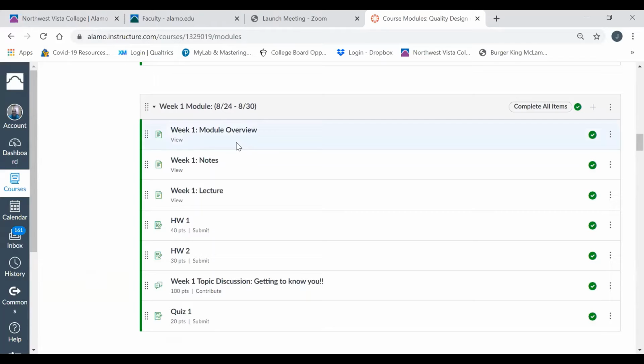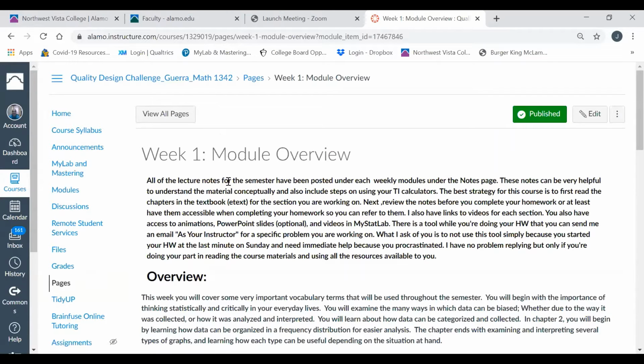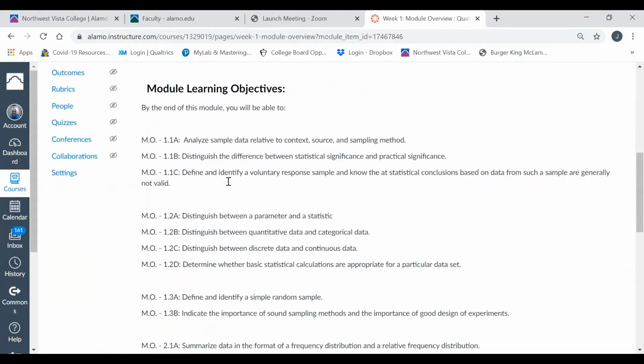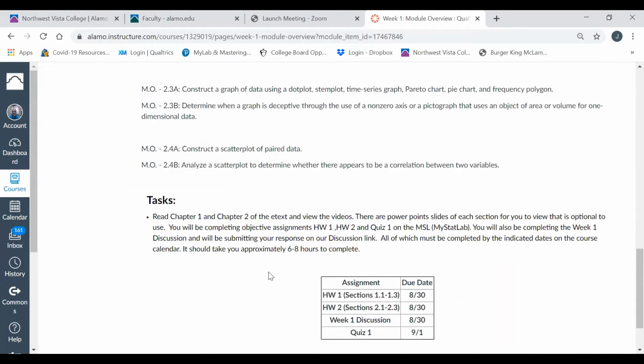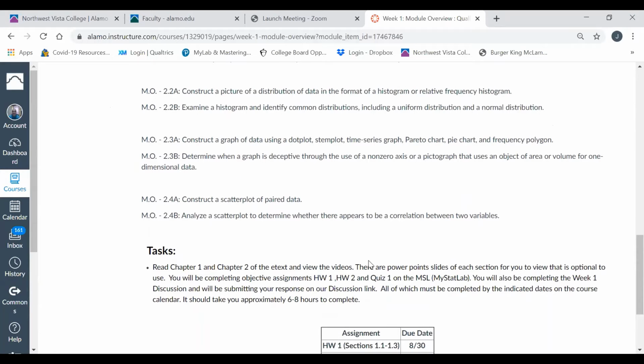Under these new modules, I created weekly modules, and each has a beginning date and an end date. Within each module, there is a module overview telling the students what the module they're going to be working on is all about and what's expected of them. They have the module learning objectives. It has a task, what they need to complete for the week for that specific module.